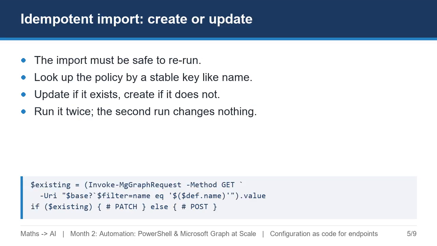The heart of config as code is an import that is safe to rerun. It looks the policy up by a stable key, usually the name, then updates it with a PATCH if it exists, or creates it with a POST if it does not. This is idempotency again, the same property we needed for remediations. The test is simple: run the import twice. The first run applies your change, and the second run should report no change at all. If a second run keeps creating duplicates, your import is not idempotent and needs fixing.